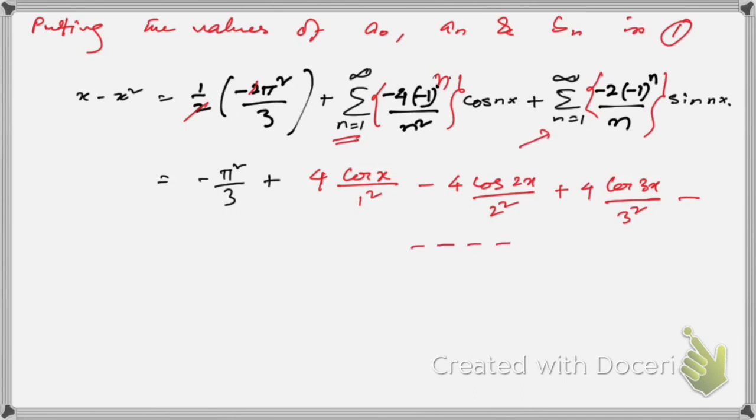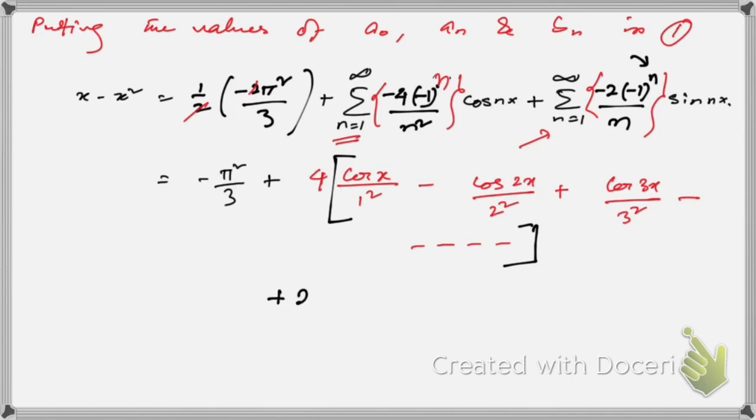Now let me go to the next series. So here you see, from this result, you can take 4 common, right? So on taking 4 common, you're gonna get this. So next time, let's put again 1 here. That's gonna be minus 1 into minus 2. That's gonna be plus 2, right?